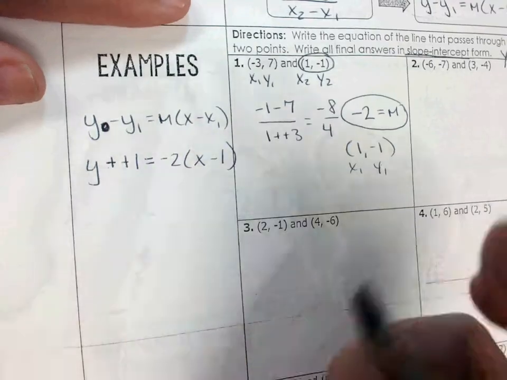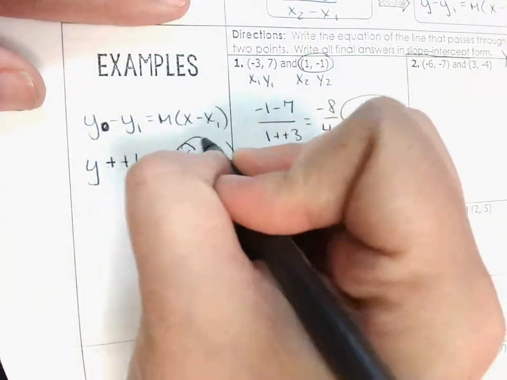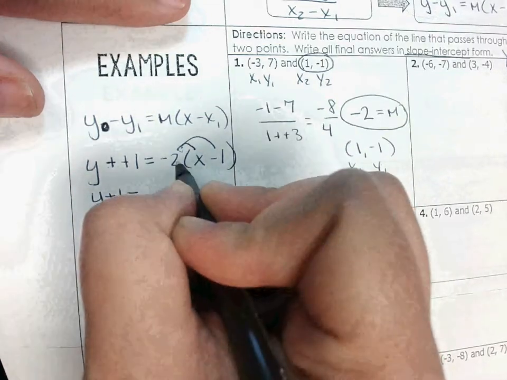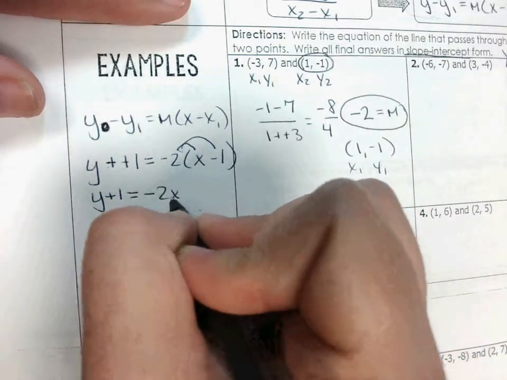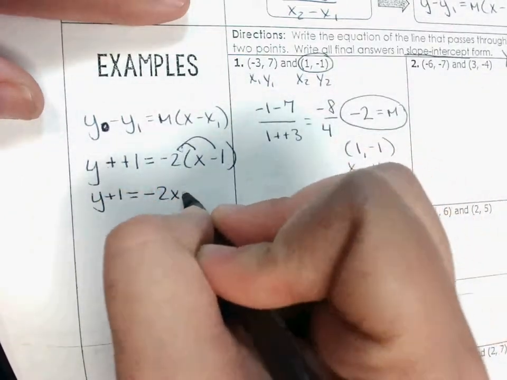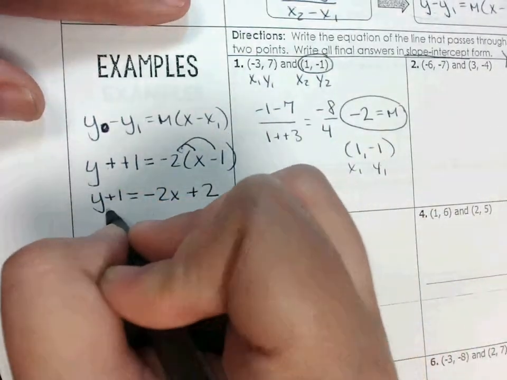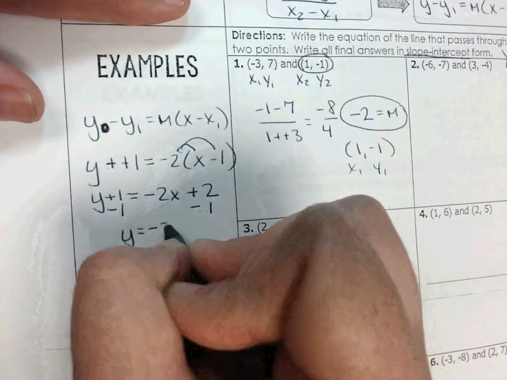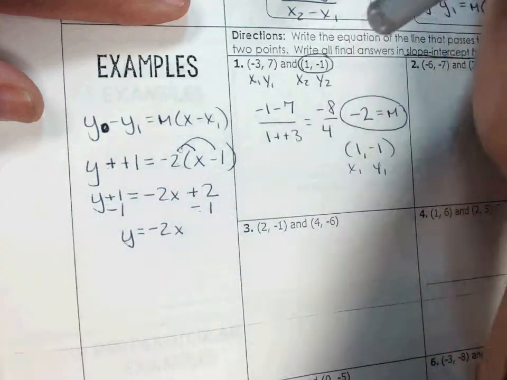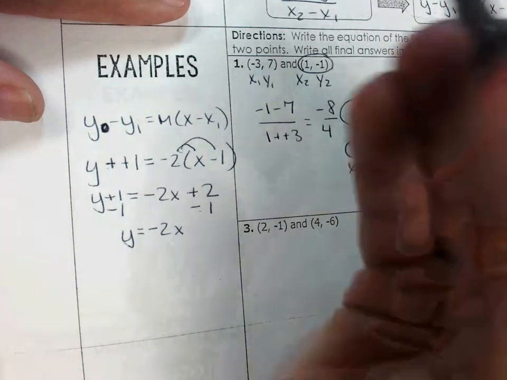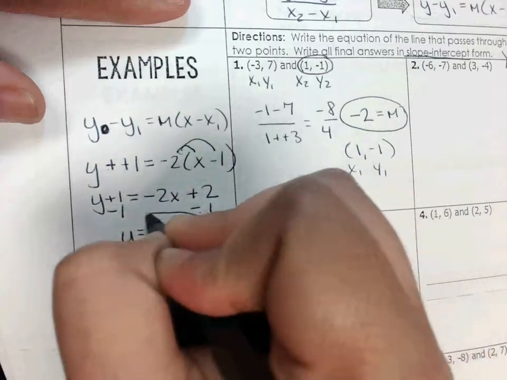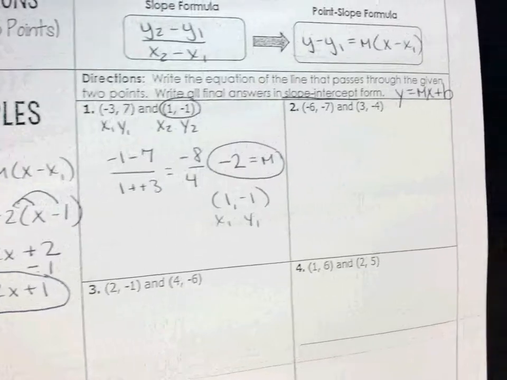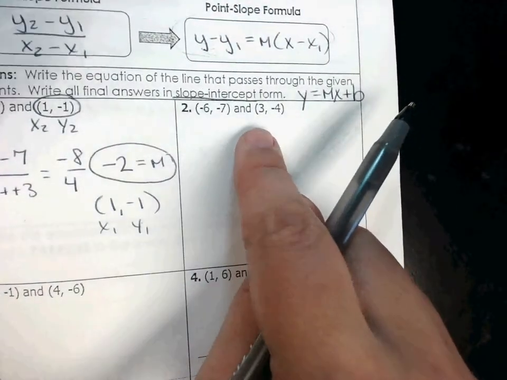So the last thing we have to do is get y by itself. First thing you need to do is distribute. So you get y plus 1 equals -2 times x is -2x. -2 times -1 is a +2. Subtract your 1. You get y equals -2x plus 1. That's the form they want. Okay.